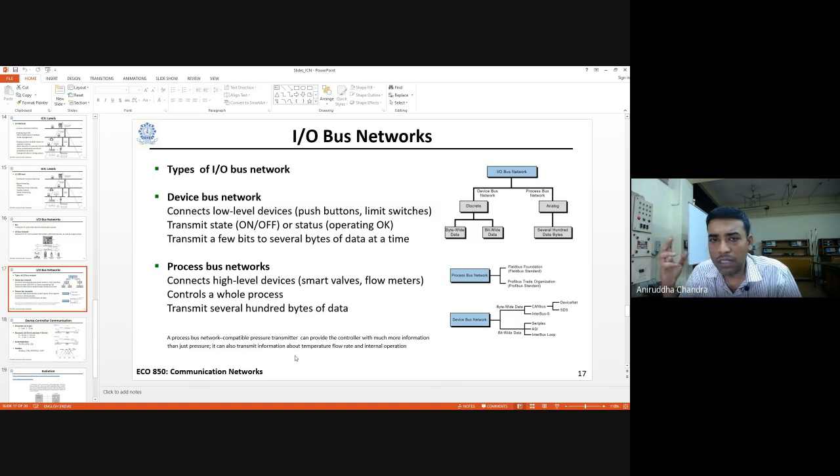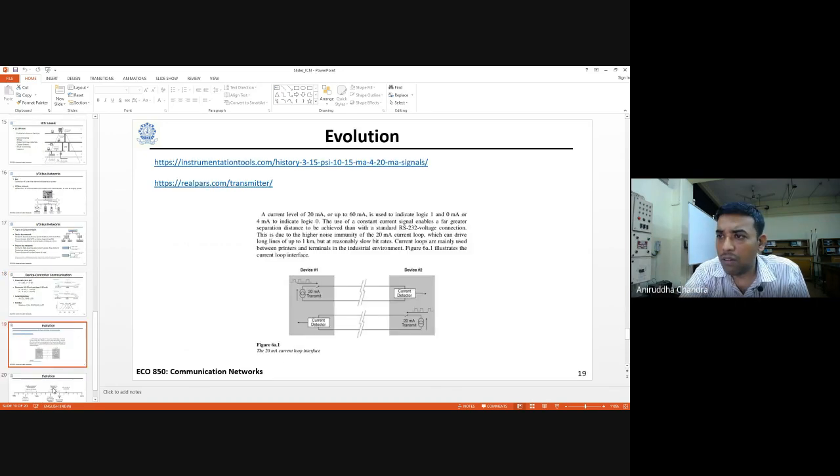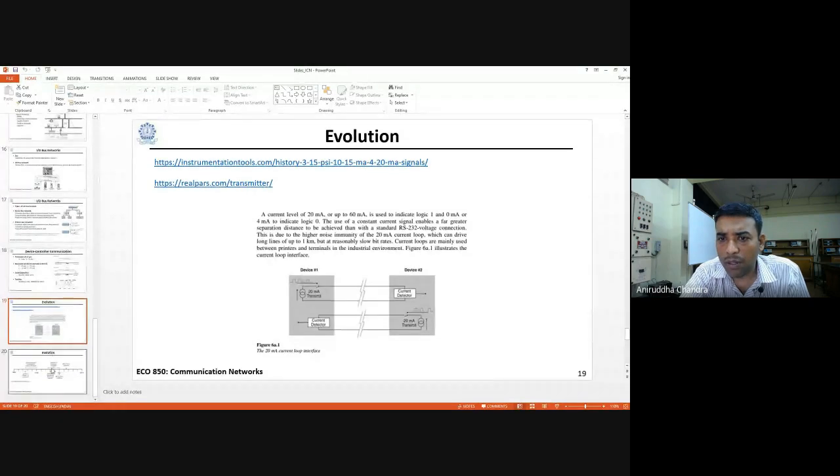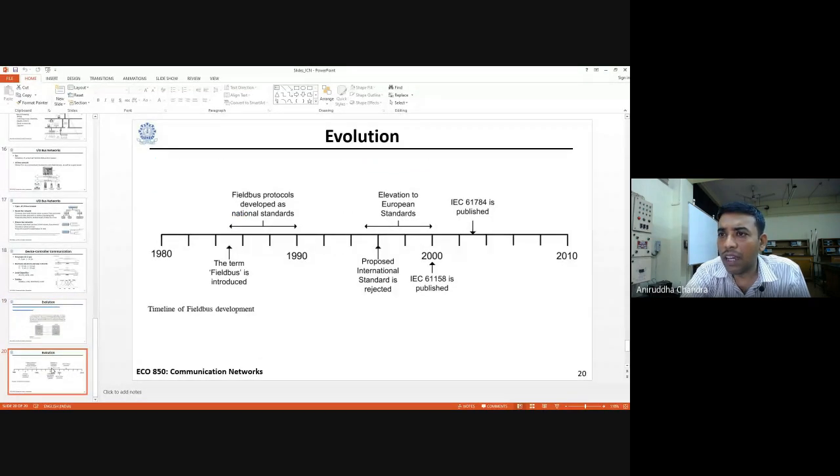And they have two major standards coming up. One is Profibus and one is Fieldbus. Fieldbus is probably more popular, and they are currently used worldwide. I will talk a bit more about this evolution. You can see that this is where the fieldbus was introduced, in 1985 or something like that. And then there were other standards as well.